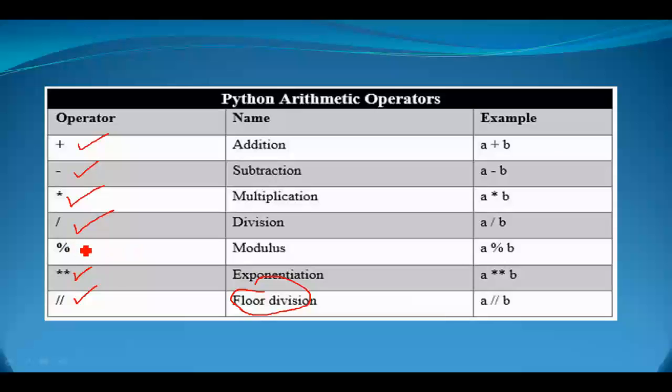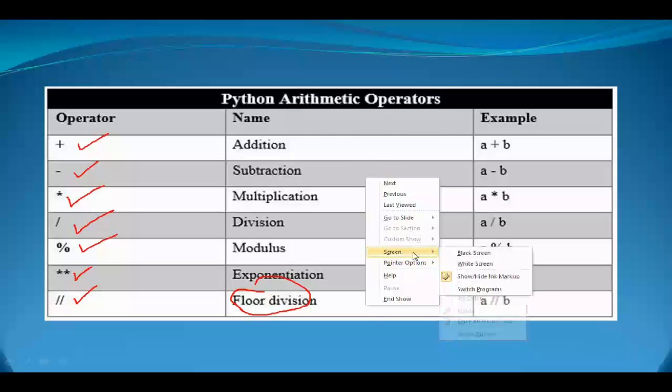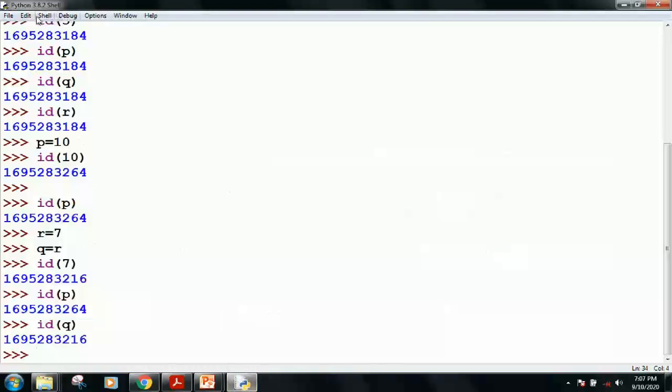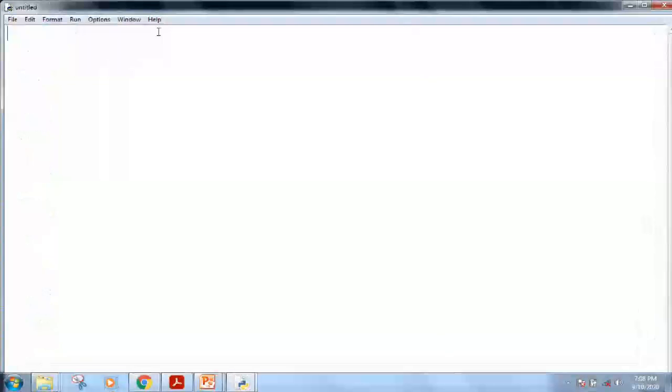This is the exponential operator, a raised to power b. This is the calculation of a raised to power b. And there is one more operator, modulus, which gives you the remainder when a number is divided by another number. Now I am going to show you these operators in Python, one by one, and how they are working. Let me open a blank shell.